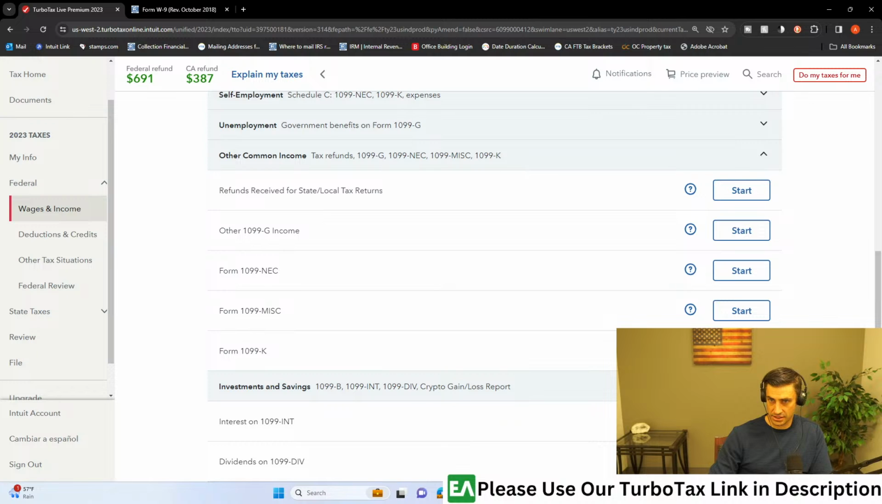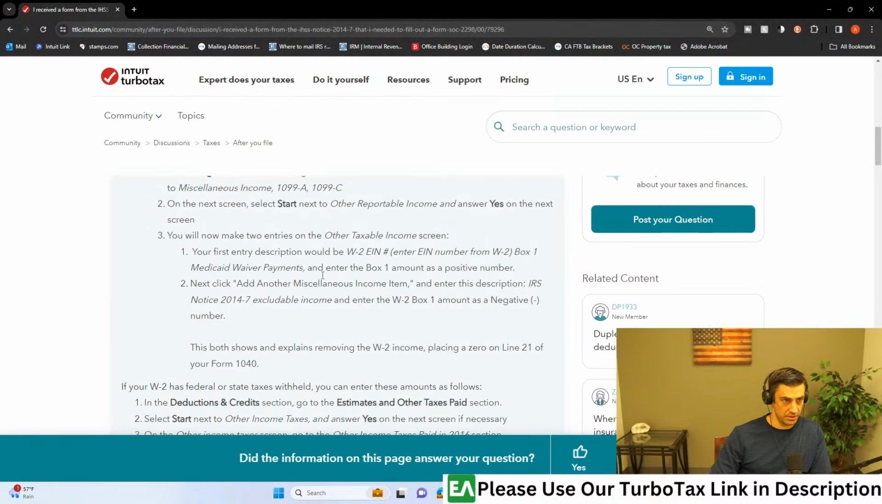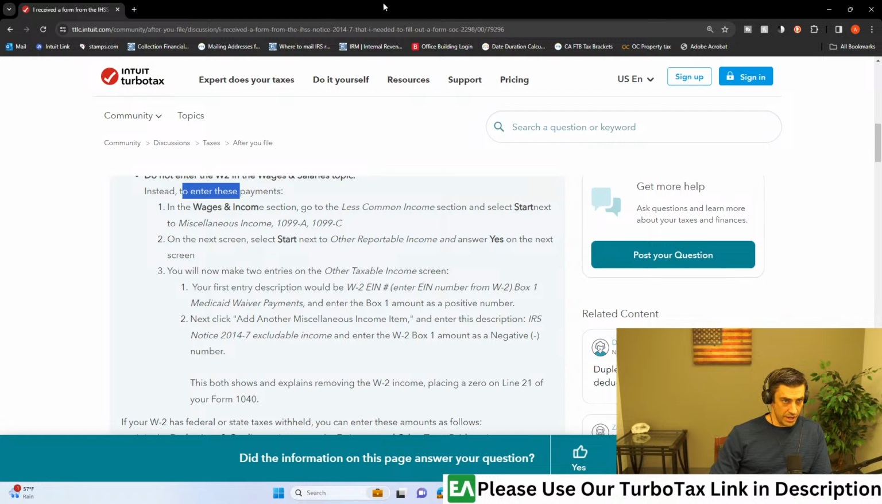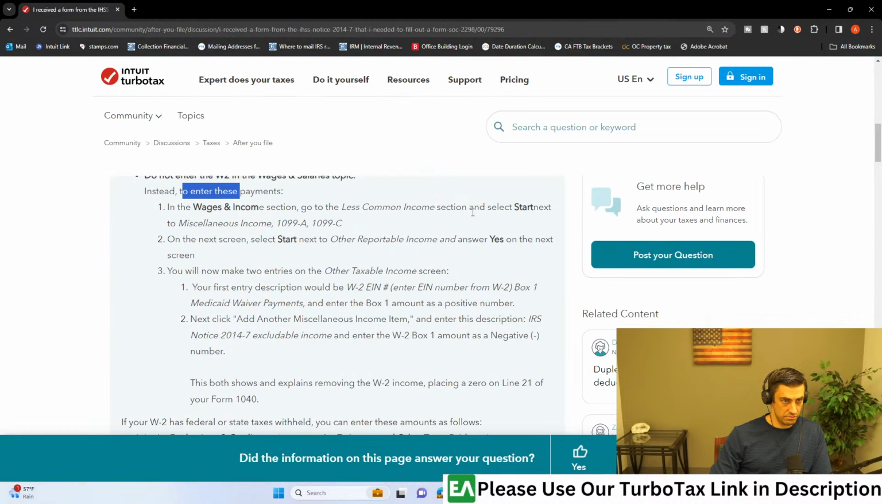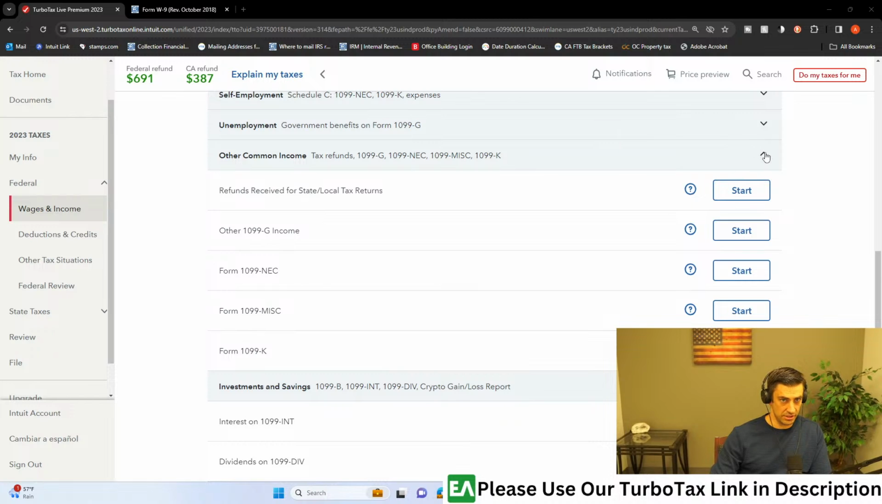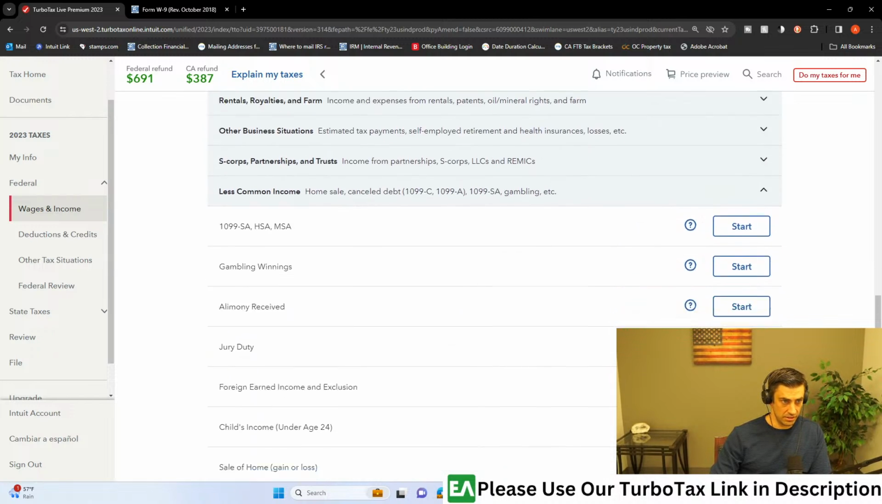And it says type in, let's see here. I'm following these instructions right here, Elizabeth, okay? So it's saying wage and income, which is what I did. I hit the other, whoops. Go to less common income section. Let's do that, less common income section. There it is, okay.